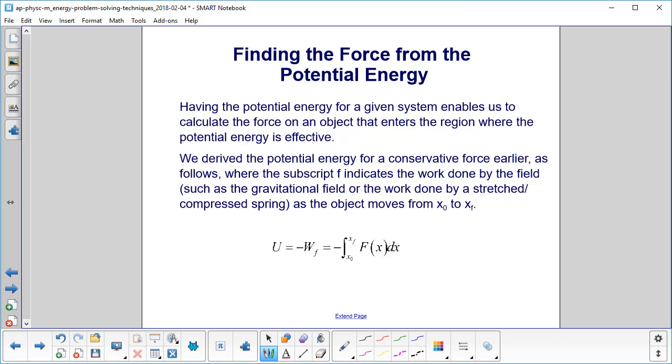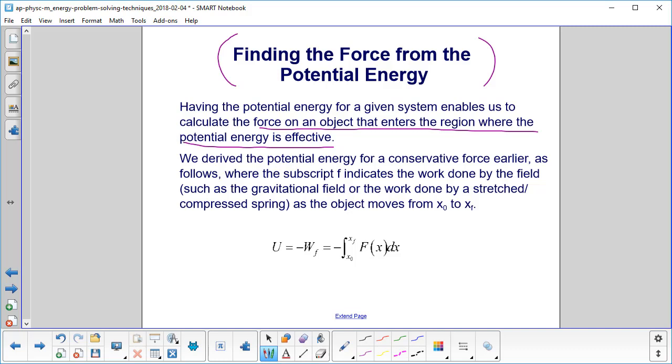Now we're going to go in the other direction. We will find the force from the potential energy. When we have the potential energy for a given system, we can calculate the force on an object that enters the region where the potential energy is working.